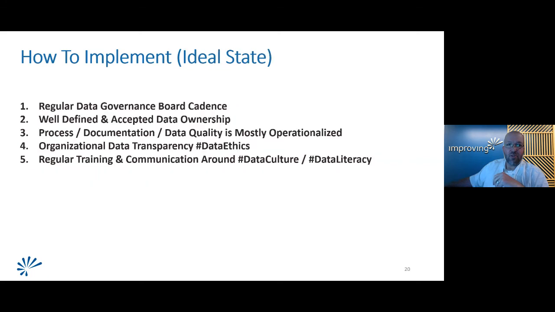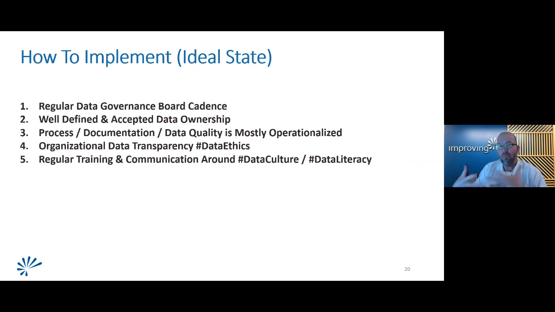So the ideal state, the data-driven organization, if you will, they have those regular data governance board cadences. Maybe it's a monthly meeting, maybe that's too much, maybe a quarterly at least, so that we have optics into what the departments' needs are in terms of the data. You've got well-defined, accepted data ownership. We've already had that tough conversation: IT doesn't own your data. Sales subject matter expert, you are now the steward and subject matter expert of this data. It's your realm. So we've got everything highly documented.